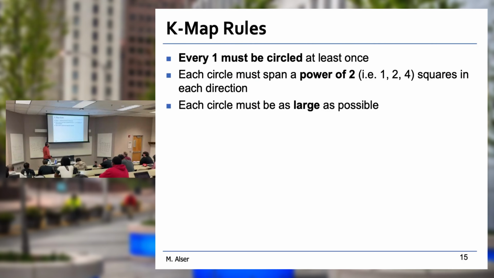Each circle must be as large as possible. What does it mean? If I have the option to highlight 4 ones together in one group, don't highlight 2 of them separately. Okay? The largest is the better, because you are going to reduce the number of groups. You are going to make the most simplified equation. If you go with the least, like every two ones, you highlight them separately, then you're going to increase the number of terms, and that will give you a not simplified equation.